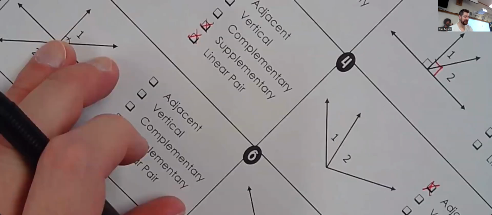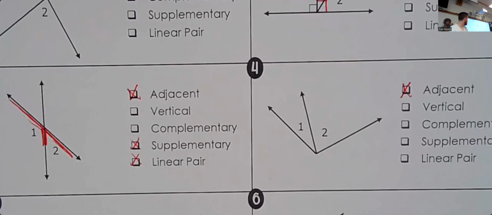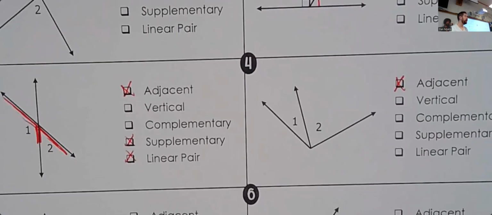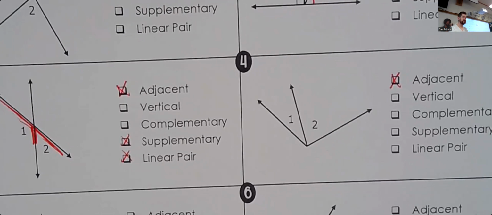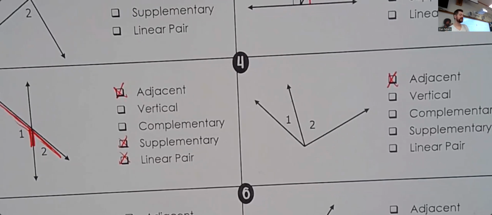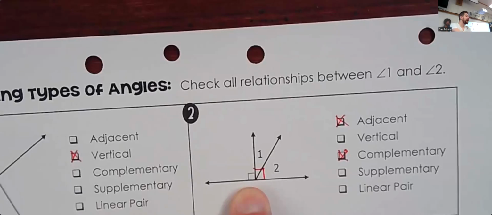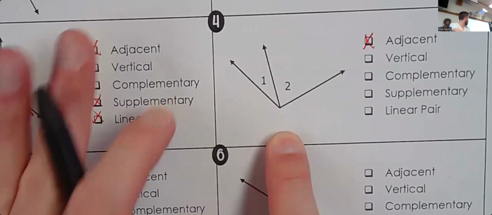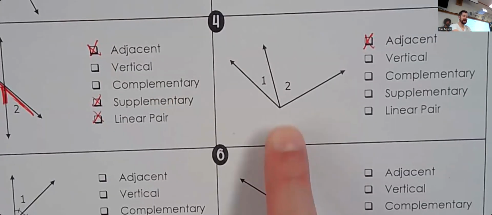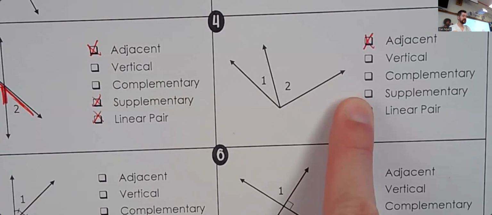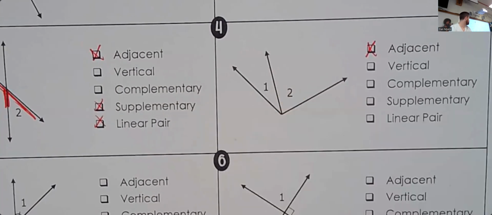Even though this angle looks like maybe it's 90 or close to 90, we don't know because there's nothing to prove that it is. The only way we could say something is 90 degrees is if you have numbers that add up to 90, or it says 90, or there's a square. But there's nothing here to indicate angle measurements of any kind, so we can't say complementary. They're definitely not supplementary because they don't form a straight line, so they're not a linear pair. So number 4 is just adjacent.